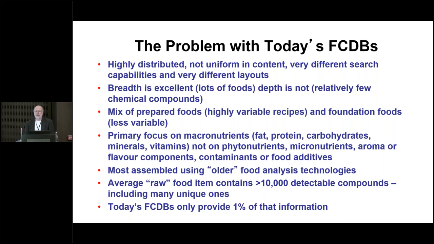The components that contribute to aroma or flavor are often not measured or described. Contaminants and food additives are also generally absent. Most of them use technology and techniques that were developed in the 1800s and early 1900s. And they don't really acknowledge the fact that the average food contains more than 10,000 detectable compounds. So typically, a food composition database only provides 1% of the known or expected information about foods.